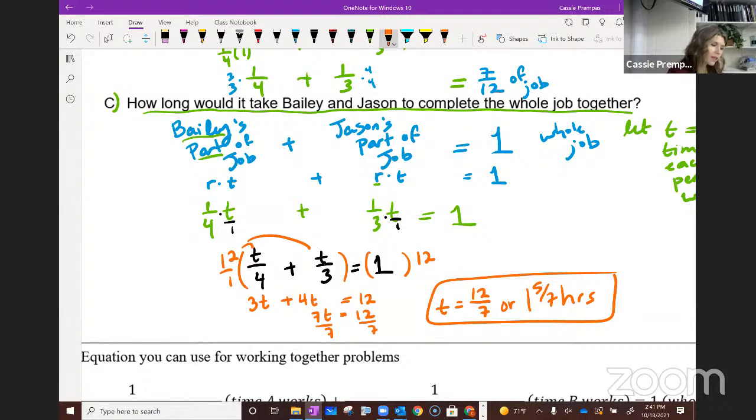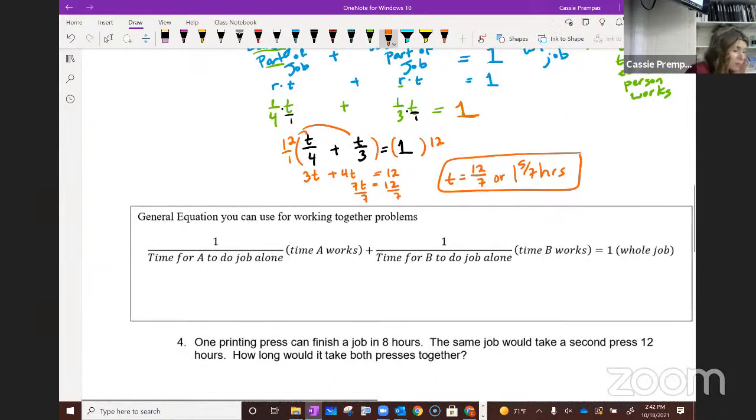The key that you have to be aware of is to determine how much somebody has done of their job is going to be their rate of completion multiplied by their time worked. And if you want 2 people to work on a job, typically you're setting it equal to 1 because you're completing one job. Okay, here's the general equation you can use for working together problems. It's at the beginning on the next page.